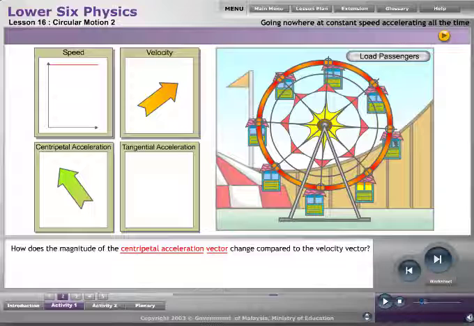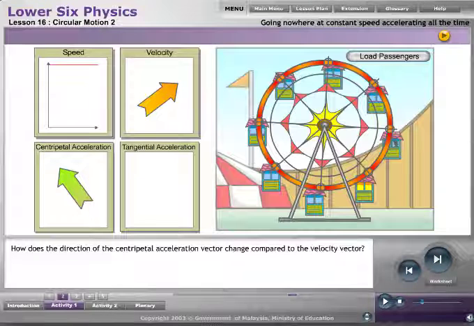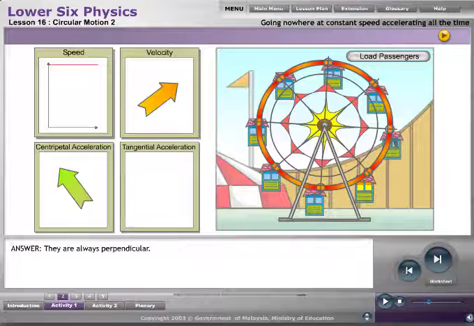How does the magnitude of the centripetal acceleration vector change compared to the velocity vector? Answer: the magnitude of the centripetal acceleration is greater when the magnitude of the velocity is greater. How does the direction of the centripetal acceleration vector change compared to the velocity vector? Answer: they are always perpendicular.